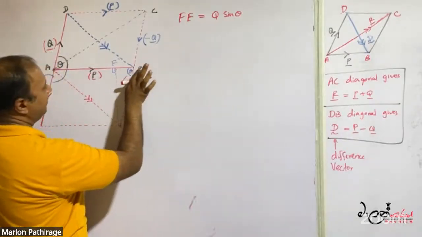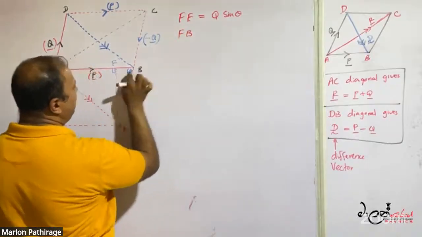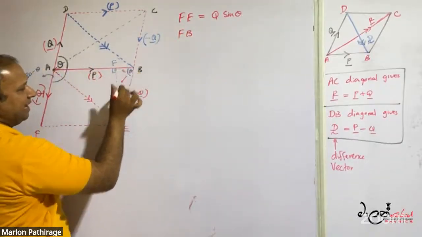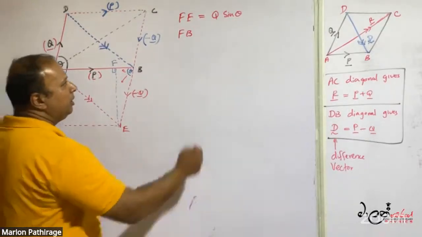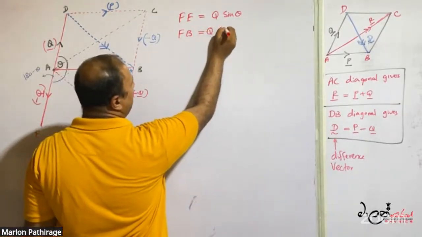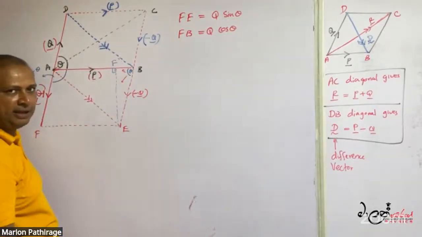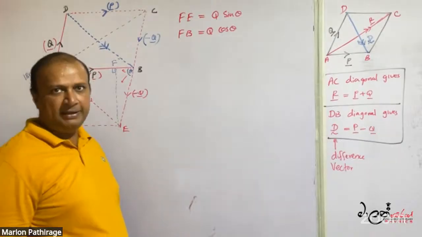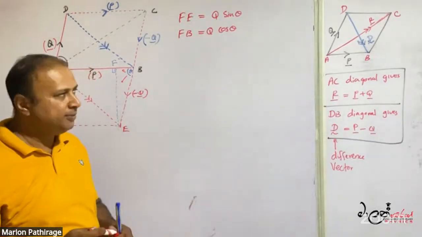Then FB. FB is the adjacent side to the angle. Therefore, it should be equal to Q cos theta, the hypotenuse into cos theta. Is that clear? If you got that one, please say that you know to start.